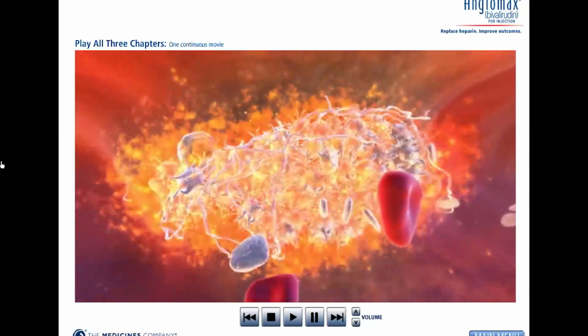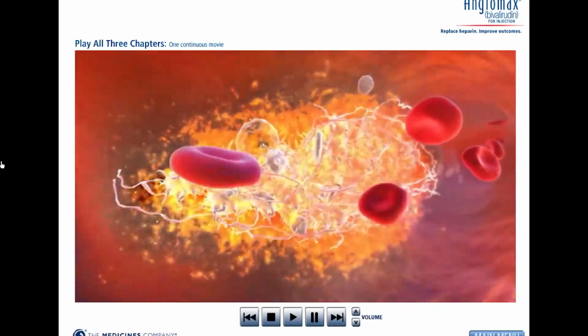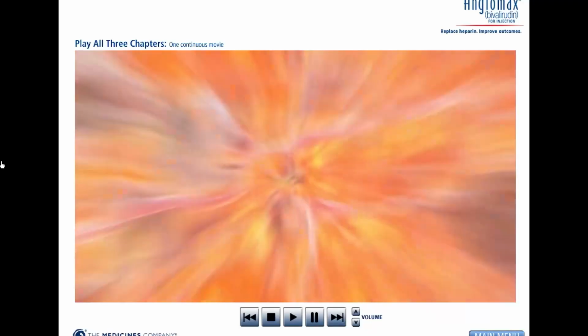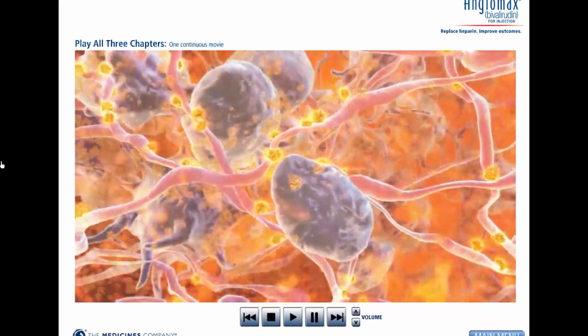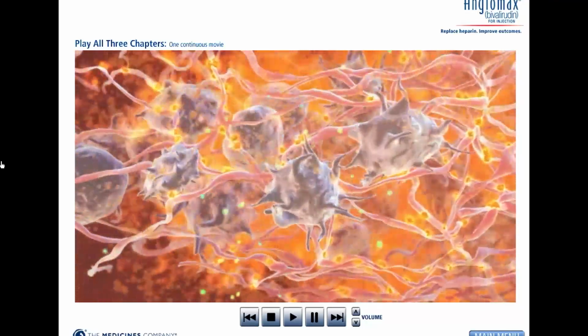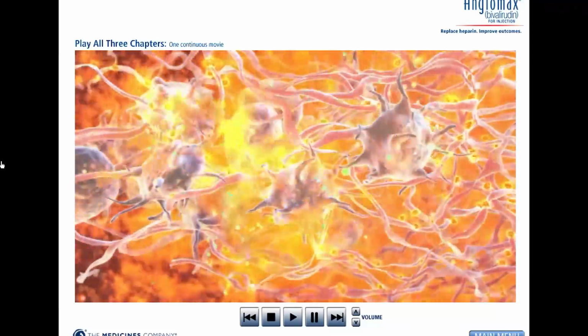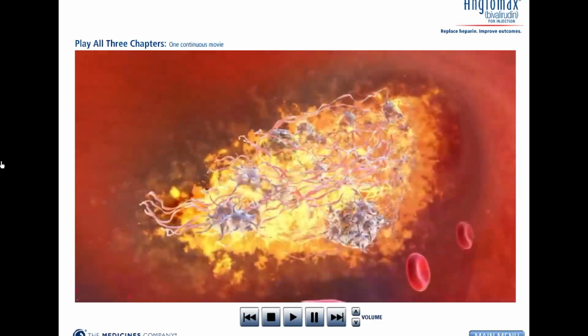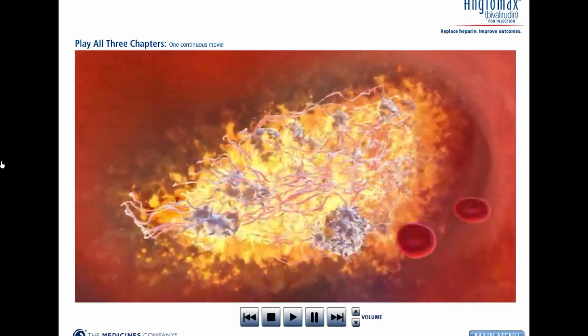More thrombin converts fibrinogen to fibrin, leading to a clot formation. Thrombin bound to fibrin remains active. Thus, the clot becomes a reservoir of active thrombin that continues to activate platelets and promote its own generation. The burst of thrombin further fuels thrombosis by activating cells and proteins involved with inflammatory and thrombotic responses.